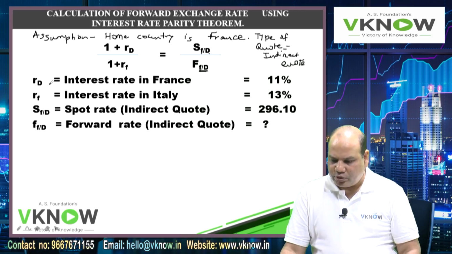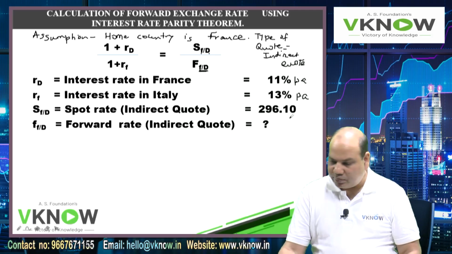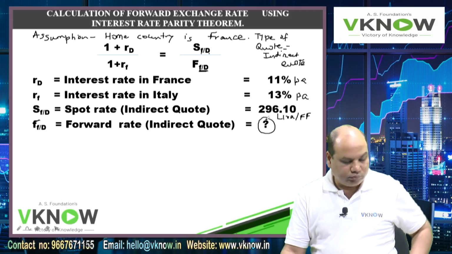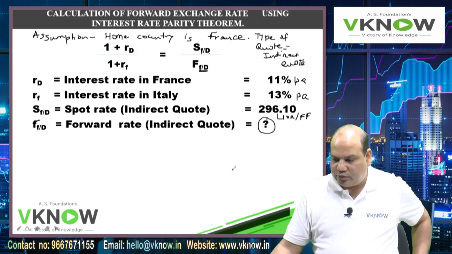Right below. RD means interest rate in France, 11% per annum. RF means interest rate in Italy, 13% per annum. S F by D means spot rate, 296.10 lira per FF. Capital F, F by D means forward rate, indirect quote, we have to find. This is your fourth question. So let us solve that one, no problem.